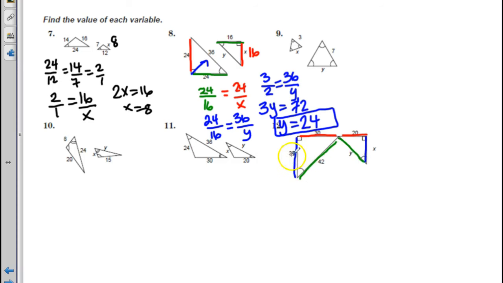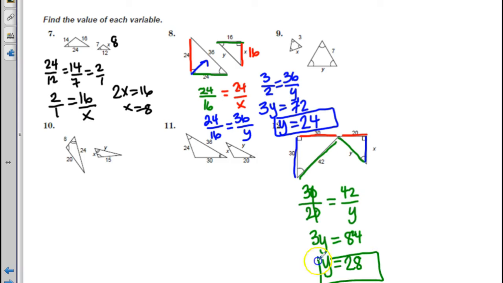All right, so let's pick out the numbers. The blues, they're not both numbers, but the reds are. So I have 30 over 20, or 3 halves, equals, and let's take the green first. So I took 30, so I've got to take 42 over y. So 3y equals 84, cross multiplying there, or y is 3 goes into 84. 3 goes into 8 twice with 2 left over, and 3 goes into 24 8 times. All right, and then I'll use that same proportion here, 3 halves is equal to, now let's take the blue, 30 over x. So 3x equals 60, or x is 20.